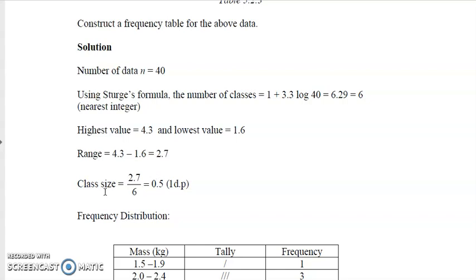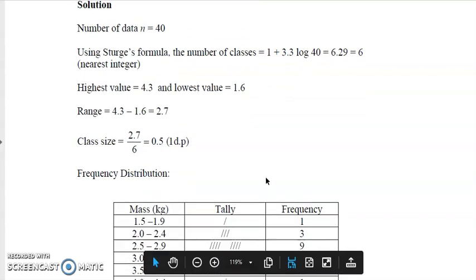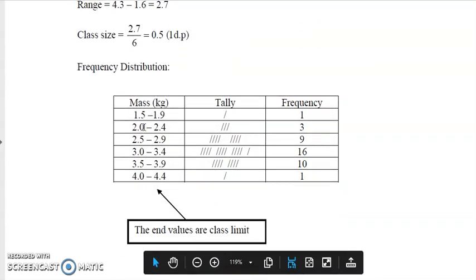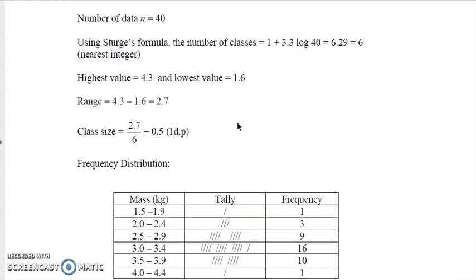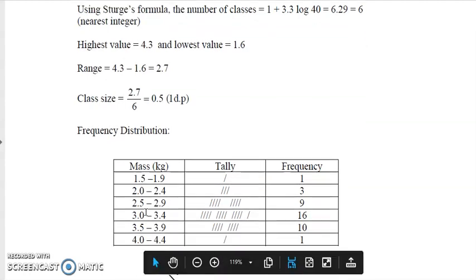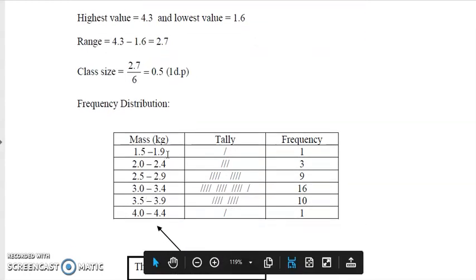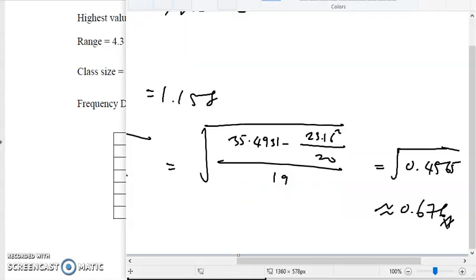You need to know the class size. The range of 2.7 divided by 6 gives 0.5. We just need one decimal place, which is much easier. So the class size is 0.5. Having your frequency distribution, this is your class interval. We start with the lowest value, which is 1.6, so it is better to start with 1.5, going until 1.9.